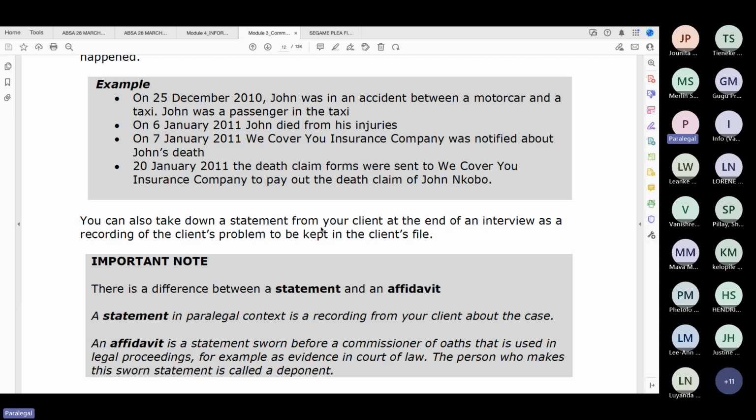So if you simply say on the 25th of December 2010, John was in an accident between a motor car and a taxi, and you leave it at that, I have a problem knowing whether John was the driver or not, because I would have to ask whether John was negligent while he was driving, or was John just a passenger who can then claim from the negligence of a driver?